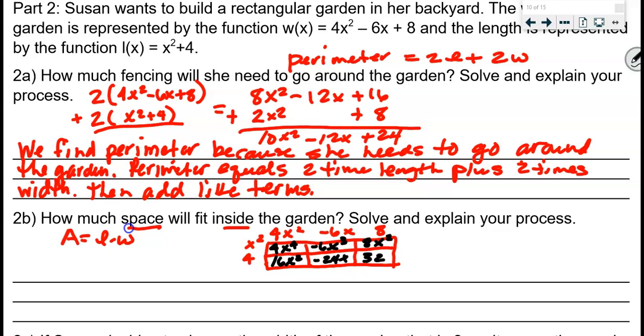So let's see if we have any like terms here. We have an x to the 4th and x to the 3rd. I do see 2 x squared. Y'all see that right here and right here. So we are going to combine those.